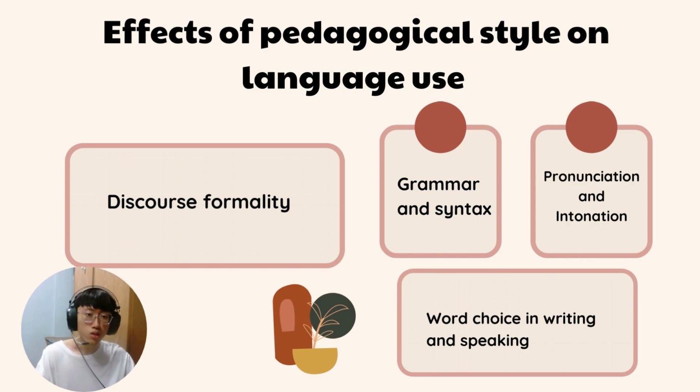Third, word choice in writing and speaking. Considering the formality of a situation, teachers who provide explicit instruction on writing or oral techniques can help learners to choose words that fit a situation. For example, jargon, slang, or dialect is used in an informal setting, whereas words with proper grammar and clear meanings are required in a formal setting.